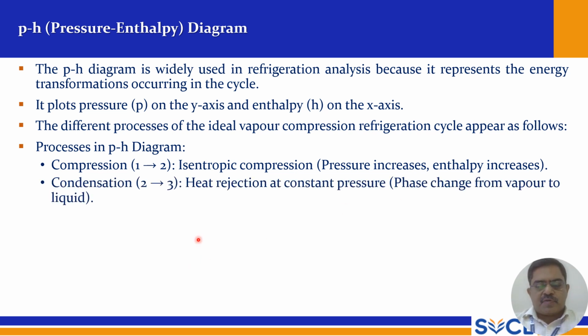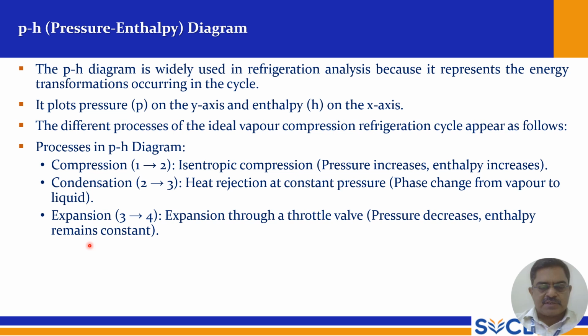Next stage, from 2 to 3, it is condensation, heat rejection at constant pressure. During the compression process, the fluid, that is the refrigerant, acquires more temperature. So that is rejected here at constant pressure. Phase change from vapor to liquid is happening here. So from vapor to liquid, you can see the phase change in the condensation process.